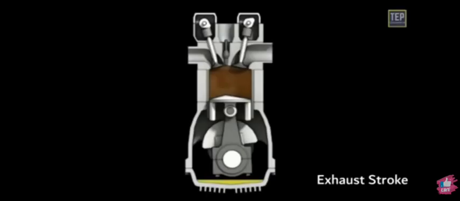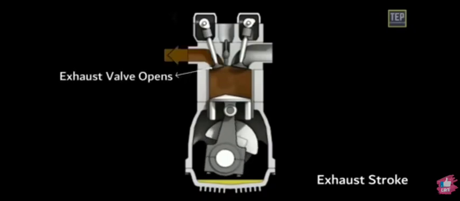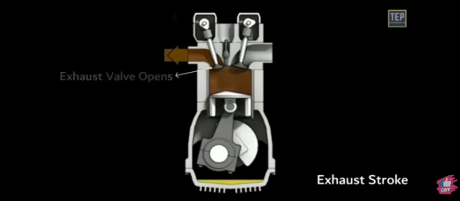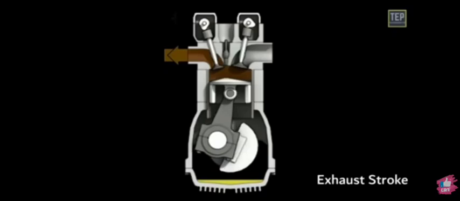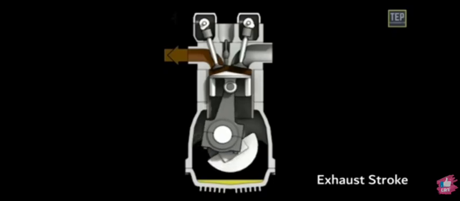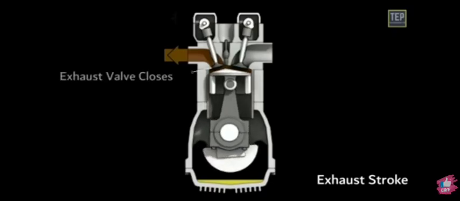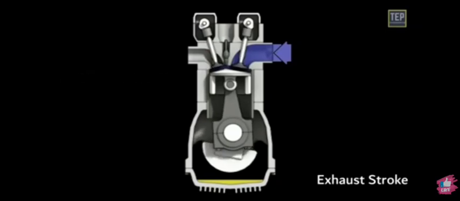Exhaust stroke. The piston reaches the bottom center at the end of the power stroke. The exhaust valve opens, and the burnt gases escape at greater speed. The piston moves up from bottom center and pushes out the remaining burnt gases inside the cylinder. At the end of the exhaust stroke, the exhaust valve closes, and the cycle is repeated.